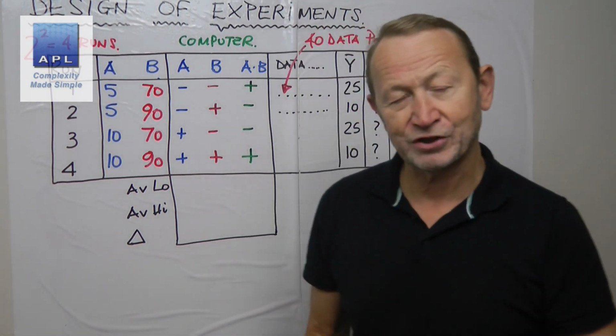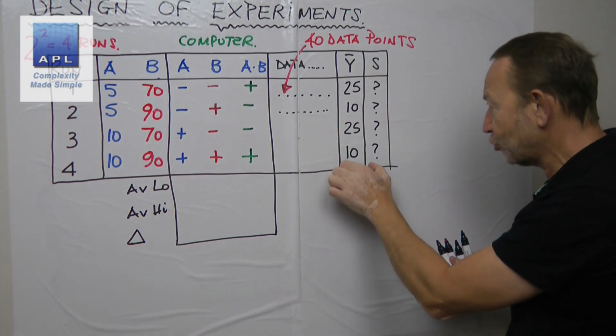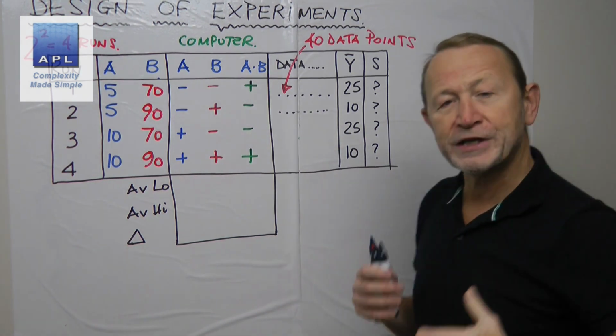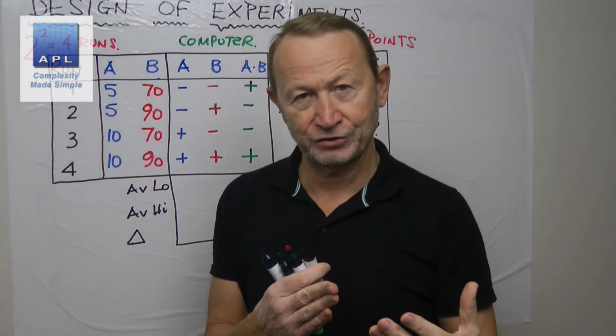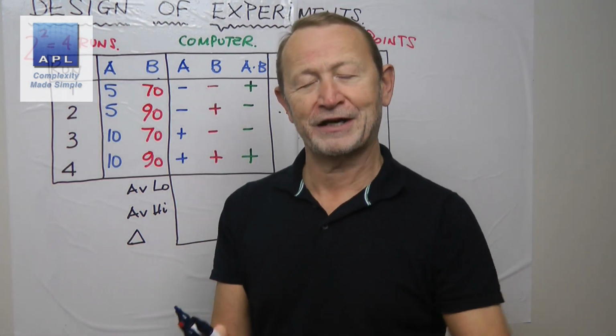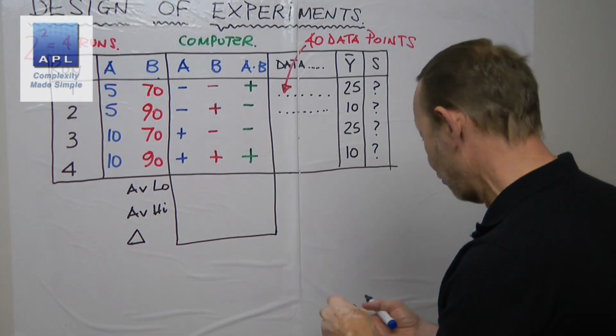Let's do the analysis. What the analysis is going to do is take this column of data and cut it in 3 different combinations to get 3 bits of knowledge out of the same data. That's why the DOE is so powerful and fast. So here we go.